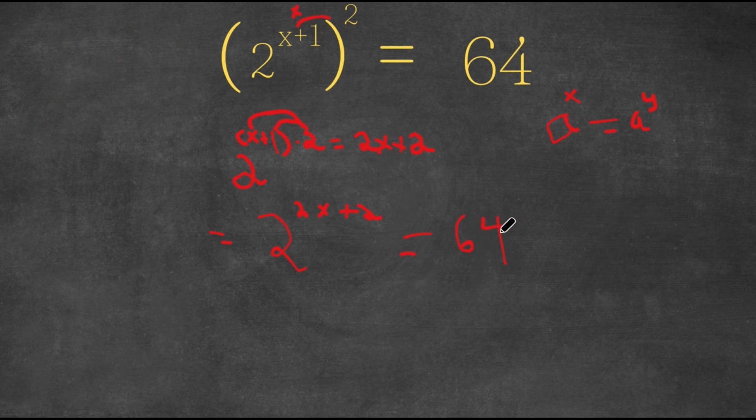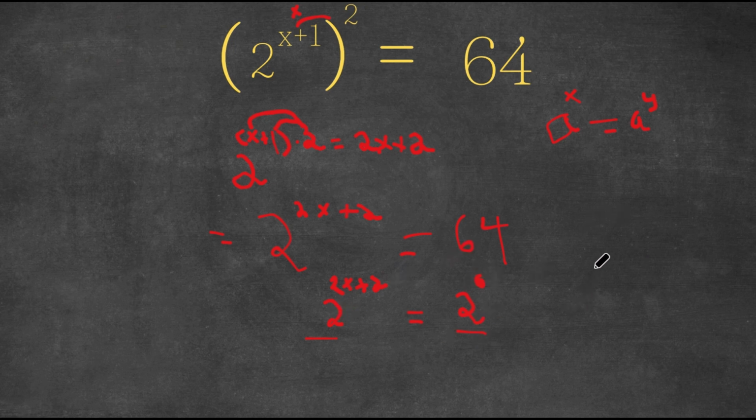So 64 is actually equal to 2 to the power of 6. 64 is 2 to the power of 6. So now, as you can see, we have a base of 2. And this still equals 2 to the power of 2x + 2. And remember how I said before, if these two bases are the same, then the exponents are the same as well, meaning that 2x + 2 is equal to 6.